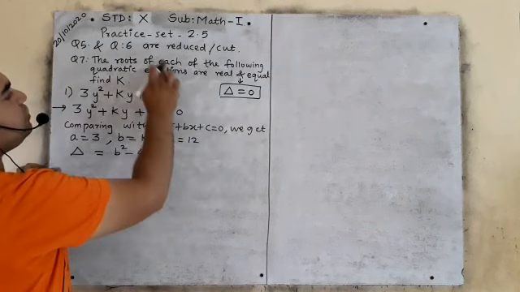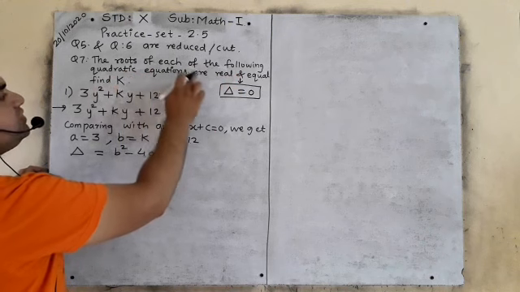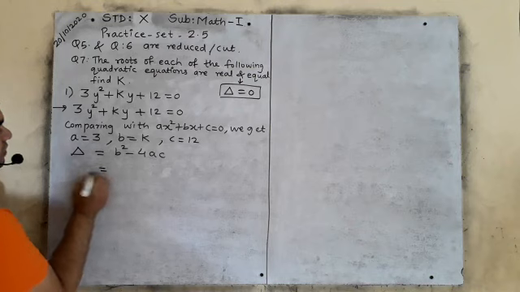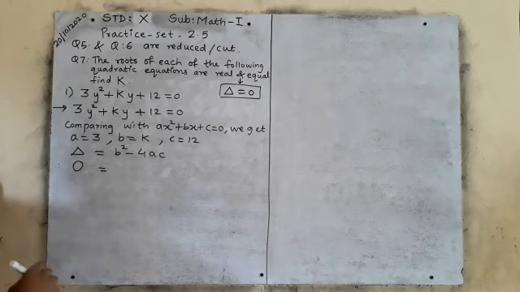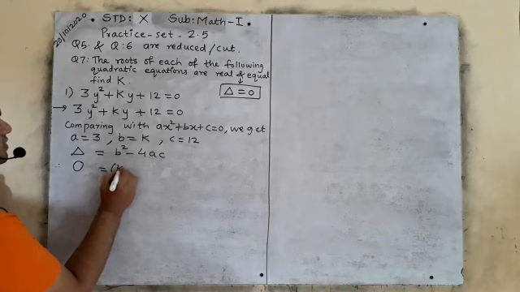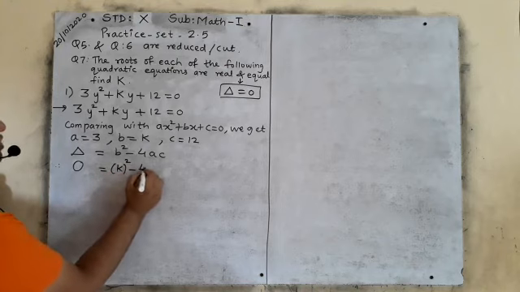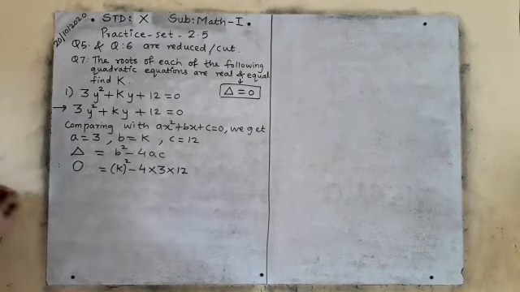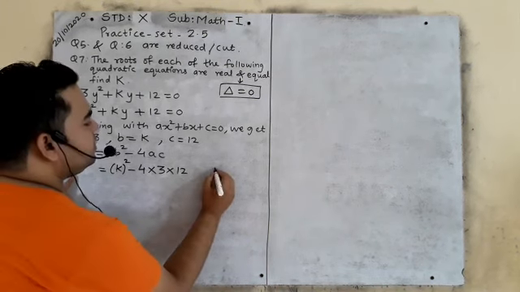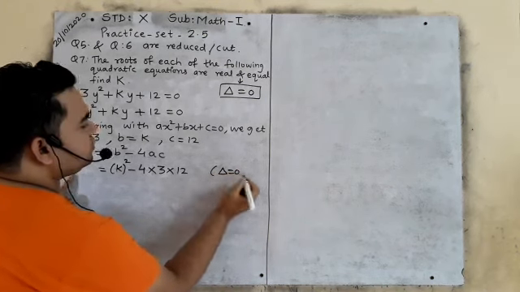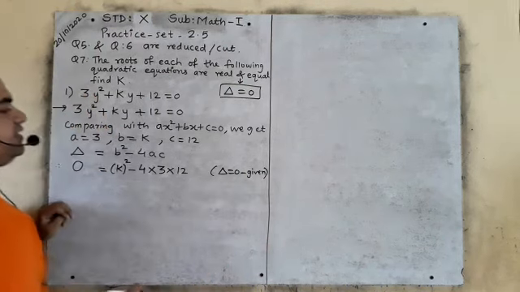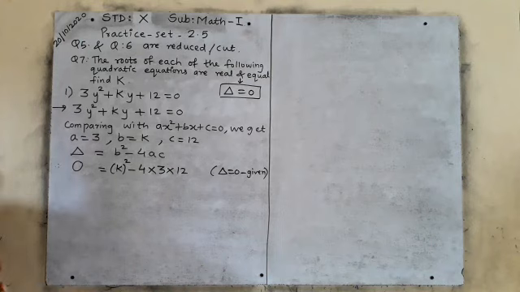Why? Because the roots of each of the following quadratic equations are real and equal. Okay, now see, I can write here 0. B square is k square minus 4. What is the value of a here? 3. What is the value of c here? 12. Is it clear why you have written this delta 0? Delta is equals to 0, you can say it is given in the question.